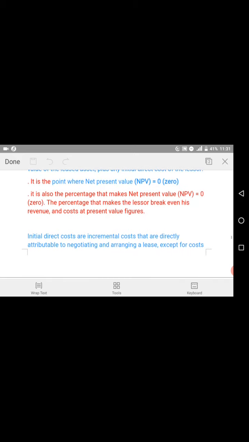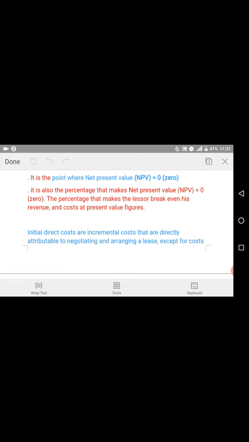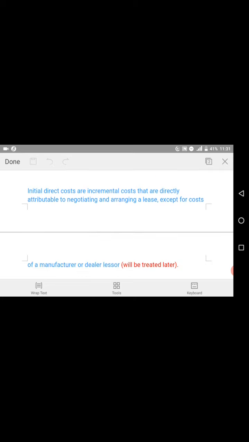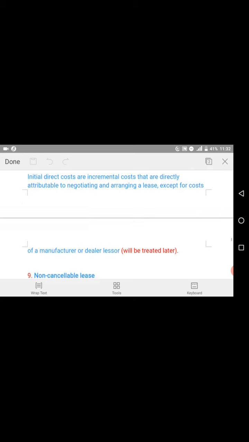Initial direct costs are incremental costs that are directly attributable to negotiating and arranging a lease, except for costs of a manufacturer or dealer lessor. This will be treated later. We'll know who a manufacturer or dealer lessor is.